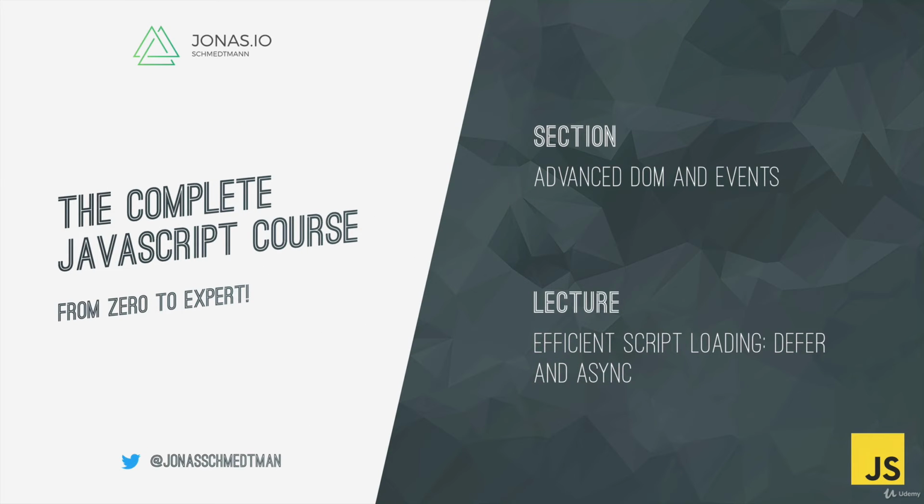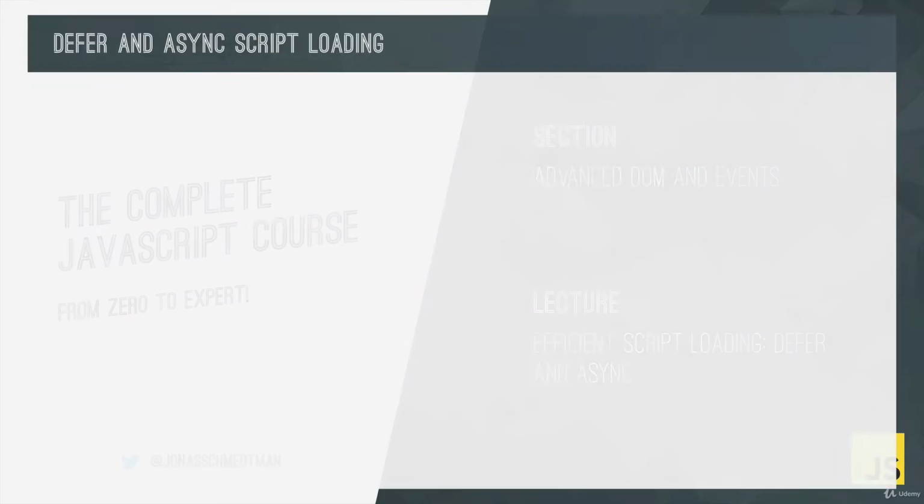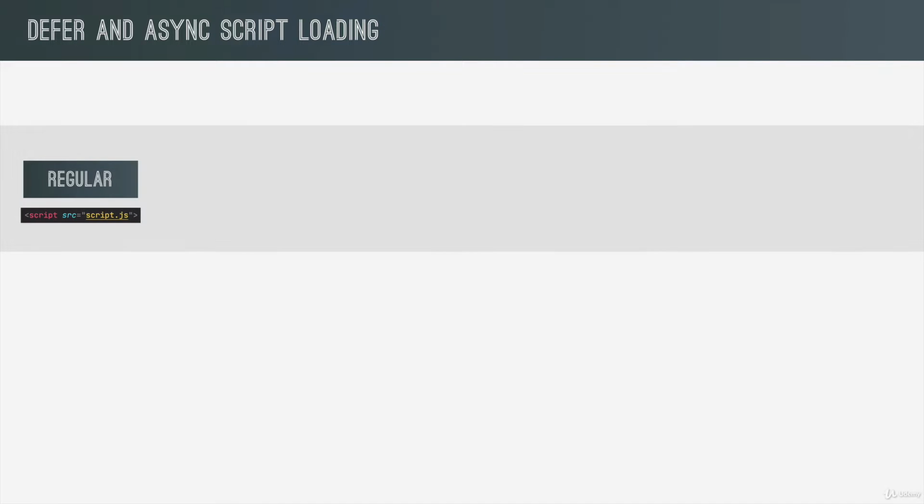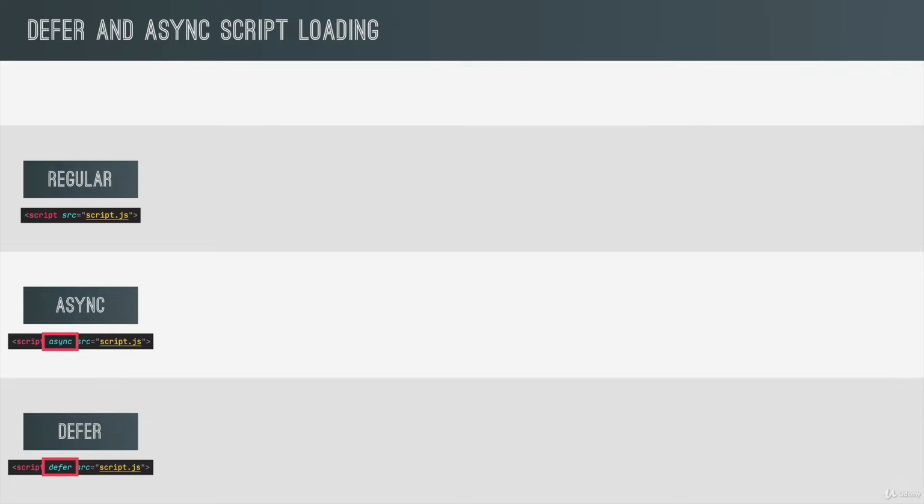To finish this section, let's take a quick look at different ways of loading a JavaScript script in HTML. So up to this point, we have always used the regular way of including JavaScript files into our HTML, like we can see here. However, we can also add the async attribute to the script tag like this, or the defer attribute. And these attributes are going to influence the way in which the JavaScript file is fetched, which basically means downloaded, and then executed.